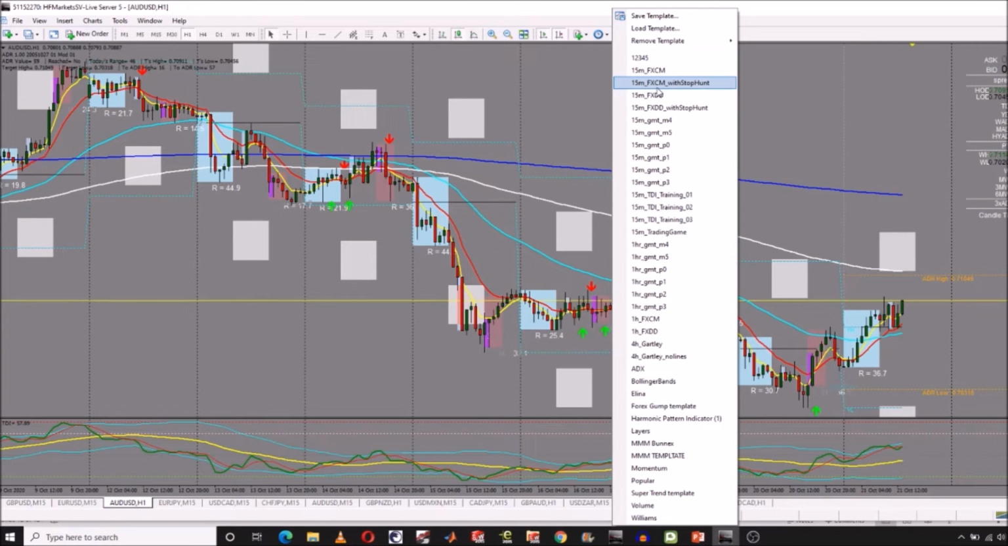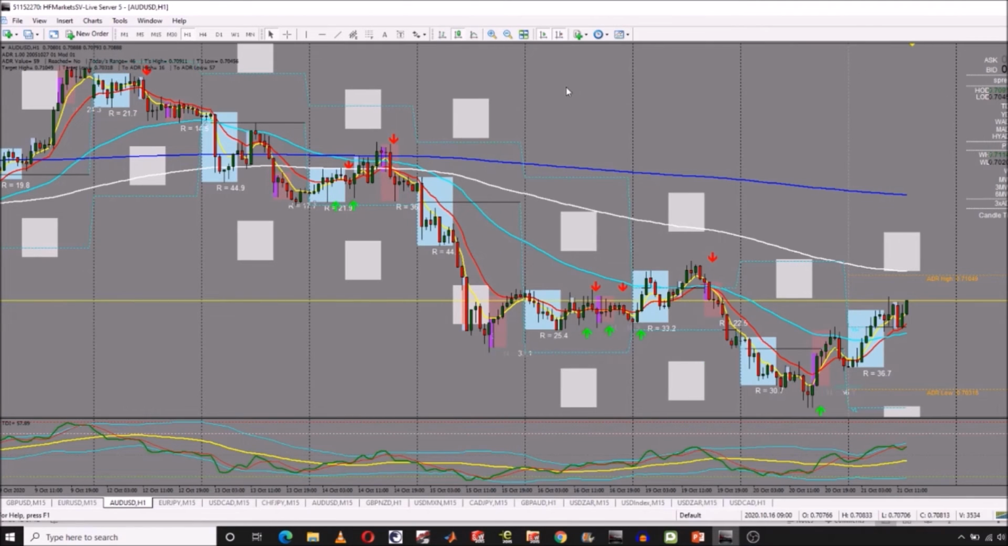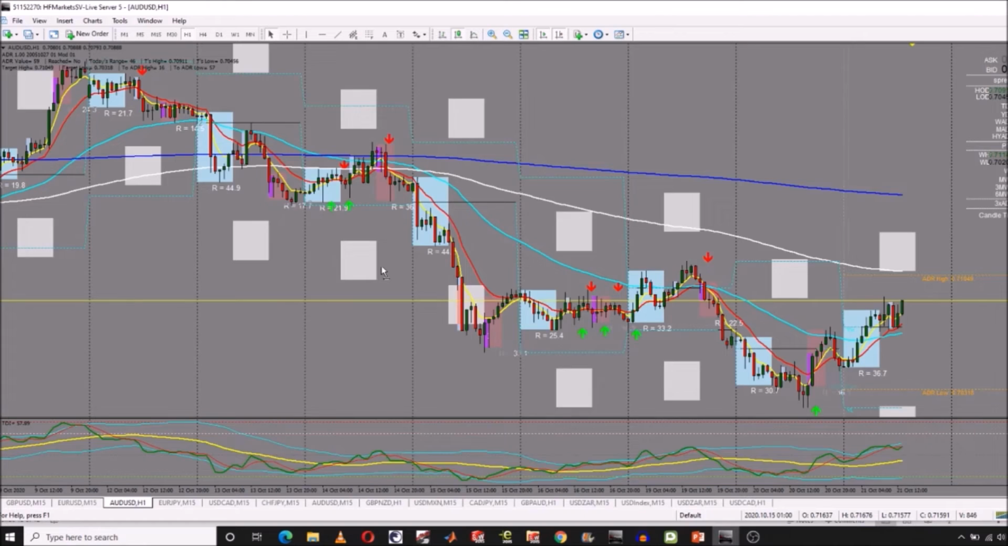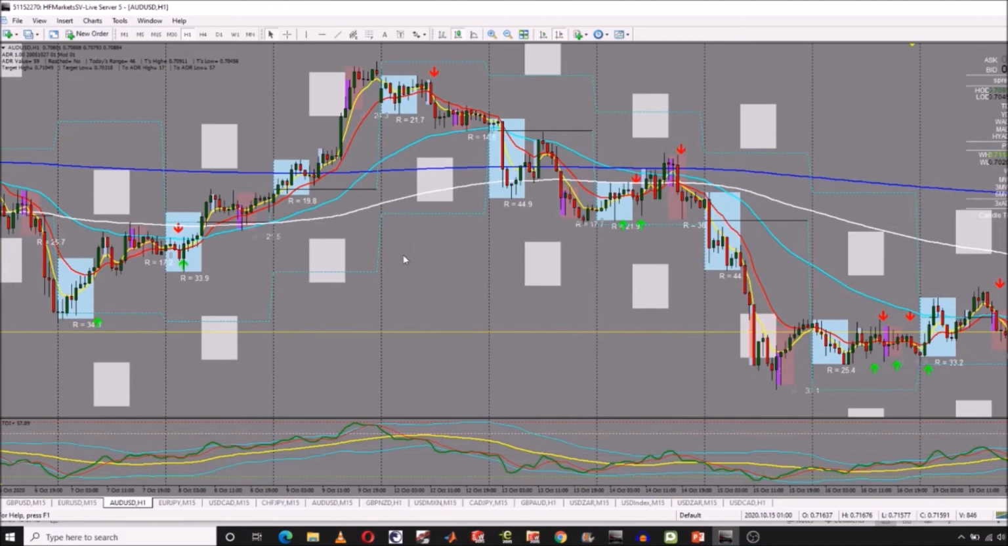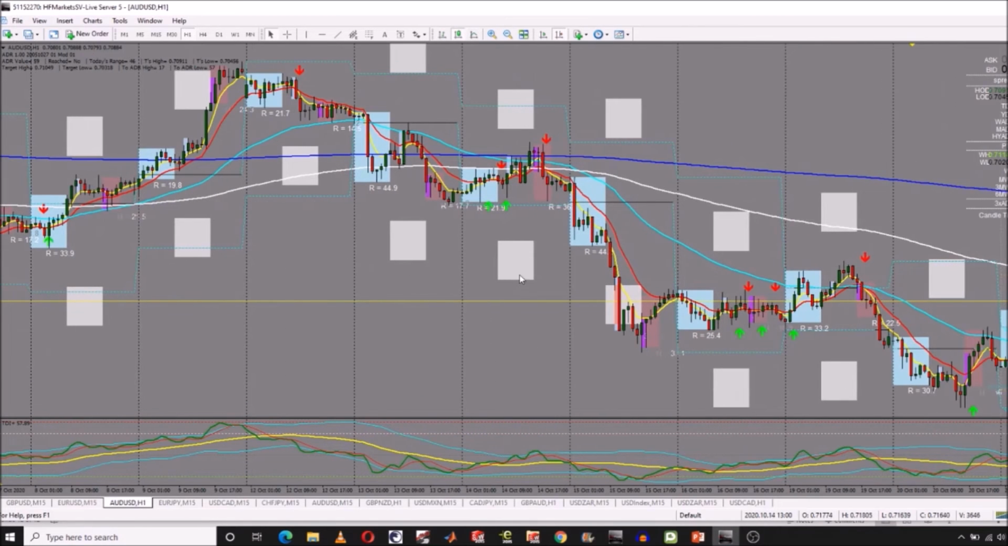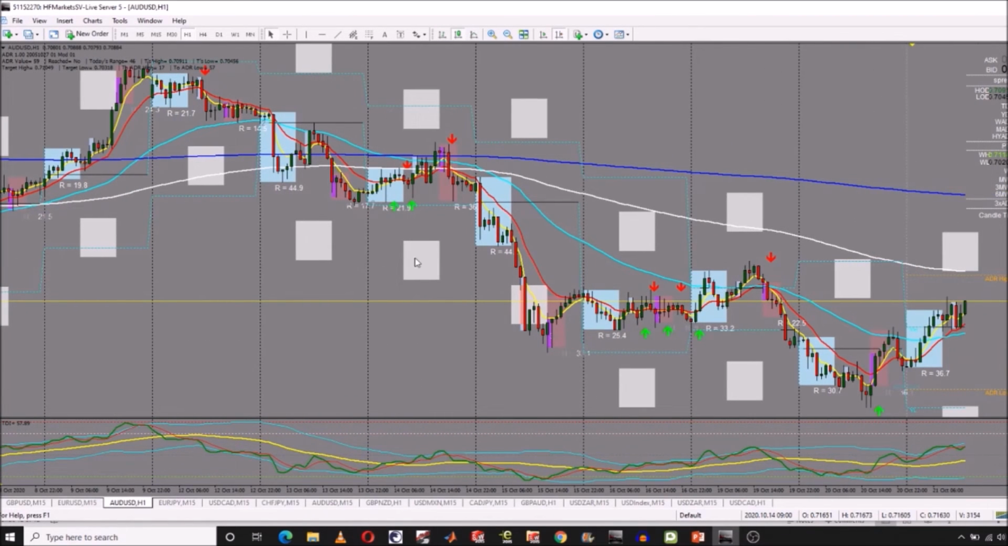15M FXCM with stop hand. That is the only one that you use. Then after that, it will come up like this. So I'll explain each and every indicator on this template, and all these indicators help us to see where we are in the cycle, and where we are going.